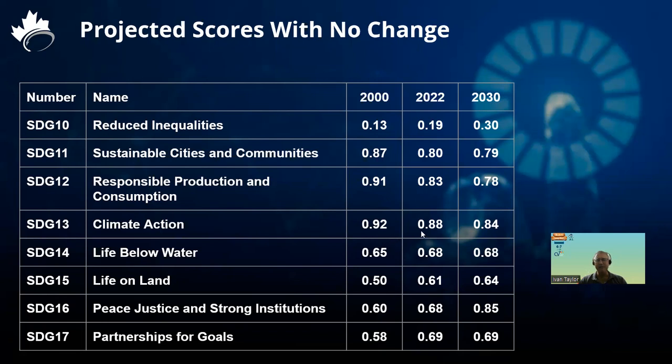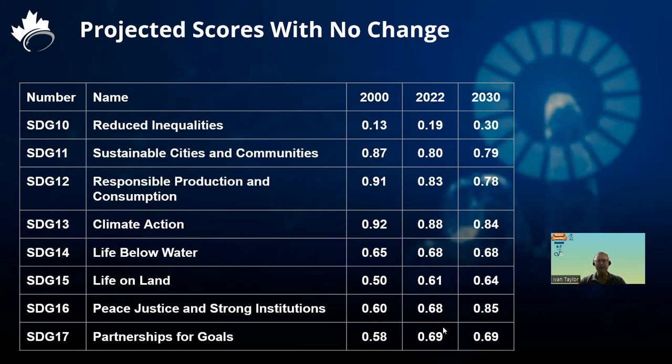Climate action is going down slightly. It's still at a very high level, but it is declining, as you can see. Life below water is about flatlining. Life on land is increasing slightly. Peace, justice, and strong institutions is expected to increase quite a bit by 2030. And partnership for the goals is expected to basically flatline between 2022 and 2030.